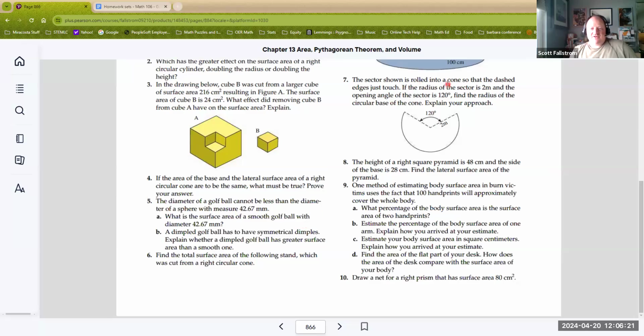Number 7, the sector here is rolled into a cone so that the dashed edges touch. If you need to cut this out of paper, do so. Don't make it 2 meters, though. That's huge. It's like more than 6 feet. So instead, maybe make it like 3 inches or 4 inches. And when you make these cuts into the middle, make them very precise.